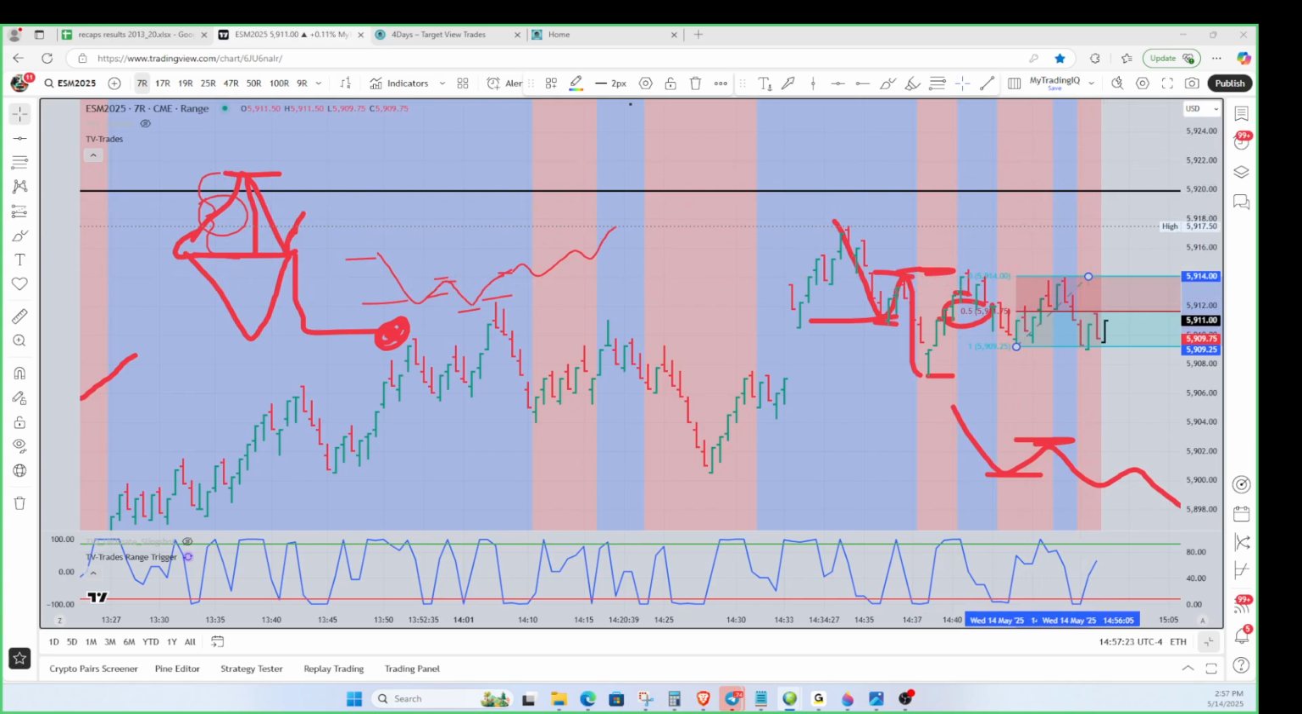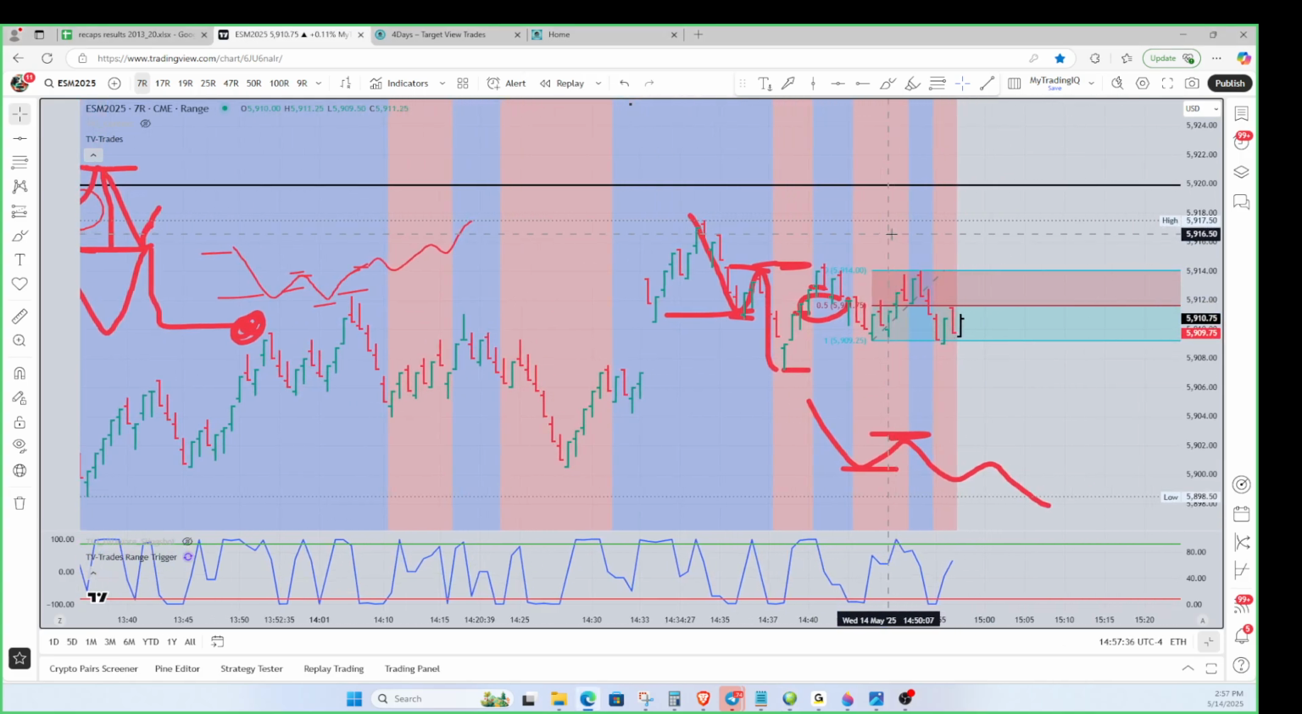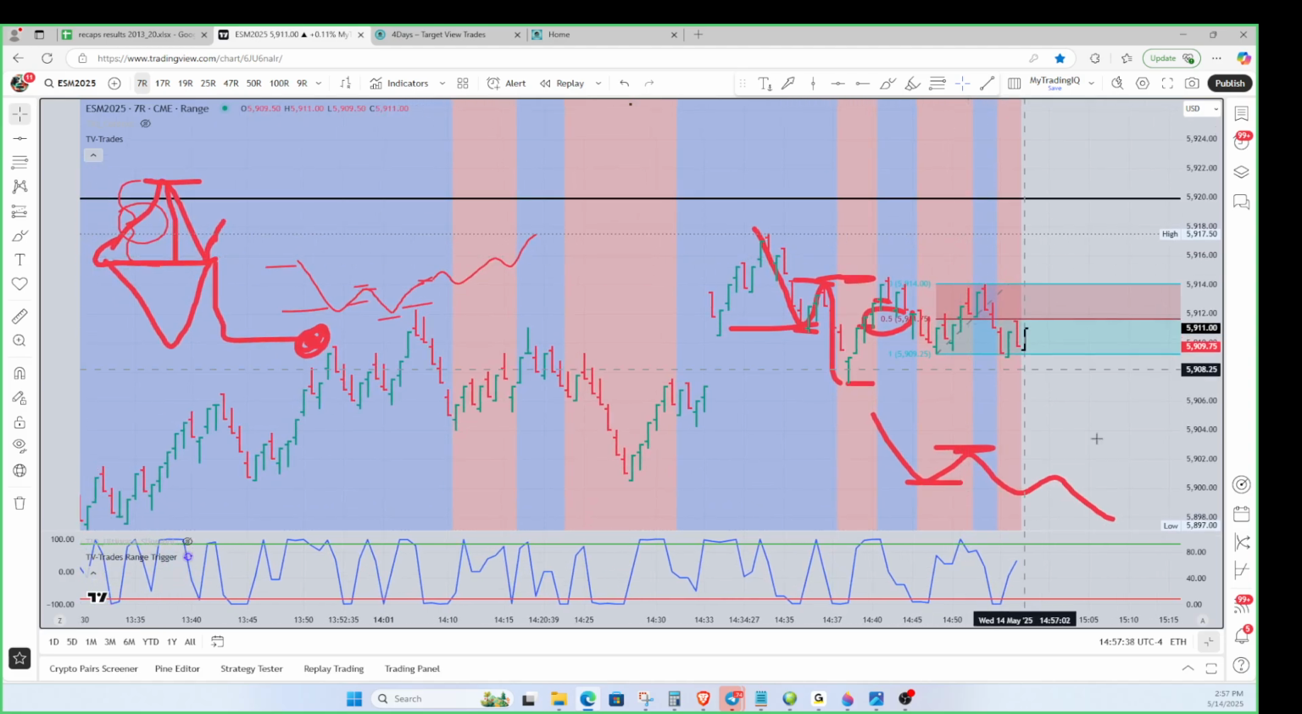So it should actually move up from here. Just regular price action, it should move up from here, but I didn't notice that the background color changed. I was too busy in my explanation to really realize that. So that's the yes.